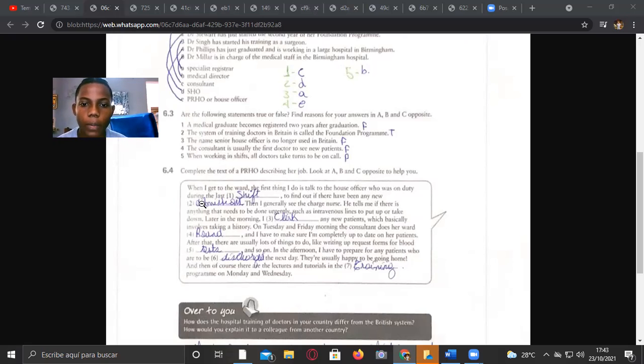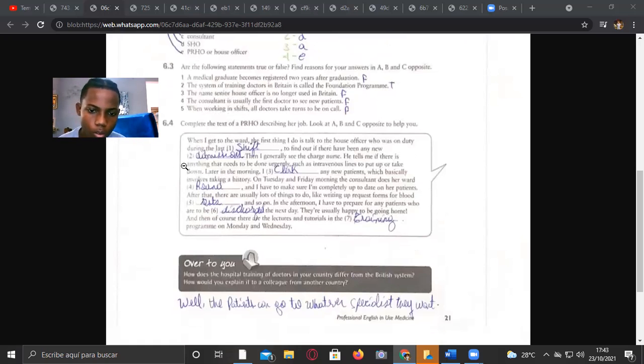False. Complete the text of a PRHO describing her job. Look at A, B, and C opposite to help you. So let's start. When I get to work, the first thing I do is talk to the house officer who was on duty during the last shift to find out if there have been any new admissions.